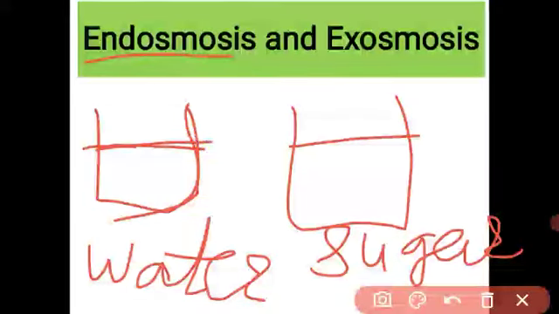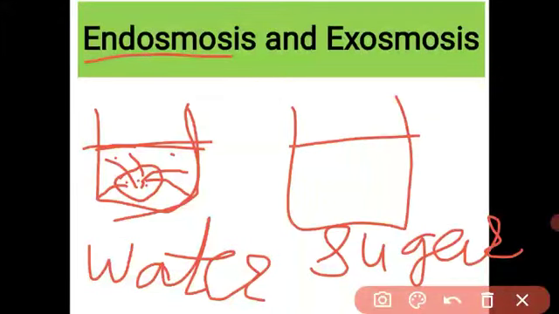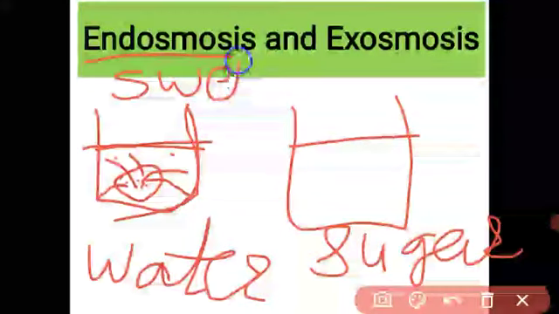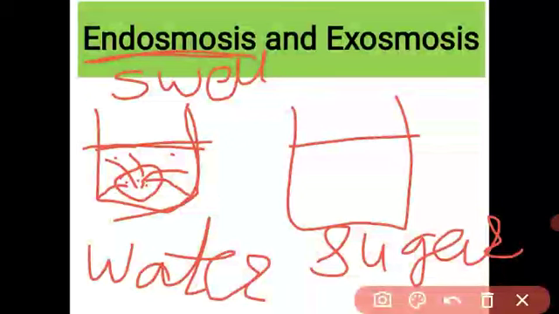Whenever I put a cell inside the water, what happens? As compared to the surrounding, the cell has a low concentration of water, because it contains nutrients and minerals also. So the movement of water molecules is inward, and the cell swells up. In endoosmosis, what does the cell become? It swells up. Got it? Endoosmosis means the inward diffusion of water through the semi-permeable membrane.